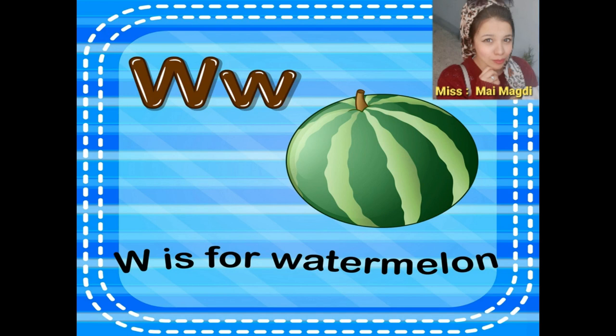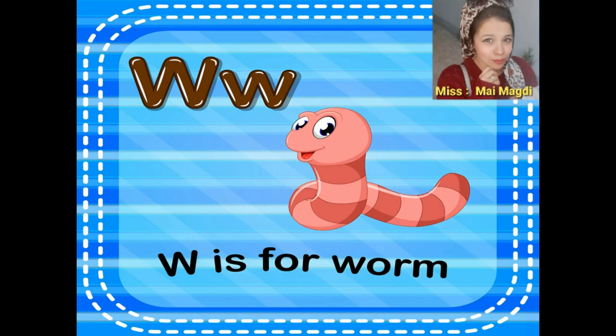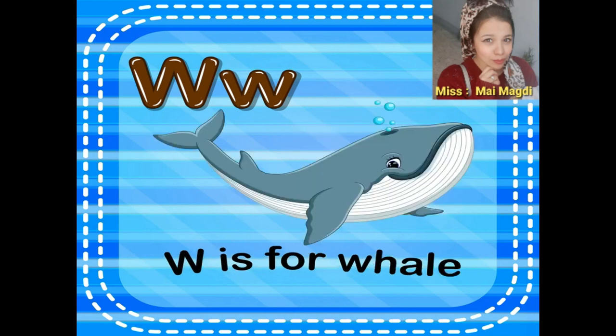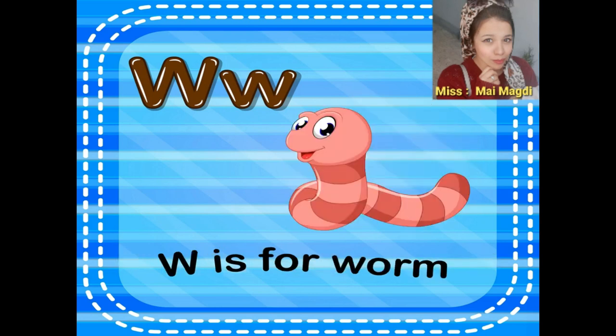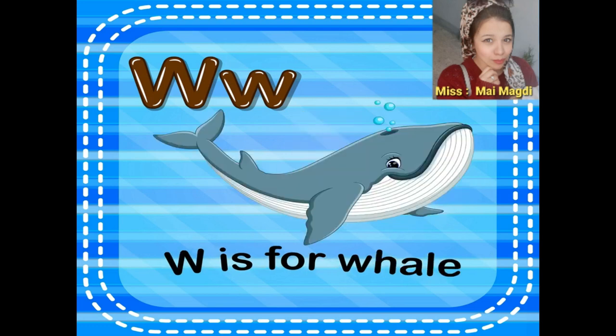W, W, watermelon. W, W, warm. W, W, wall. Again. W, W, watermelon. W, W, warm. W, W, wall. Again, the sound of letter W is W, W, W. Excellent. Okay, let's write letter W.